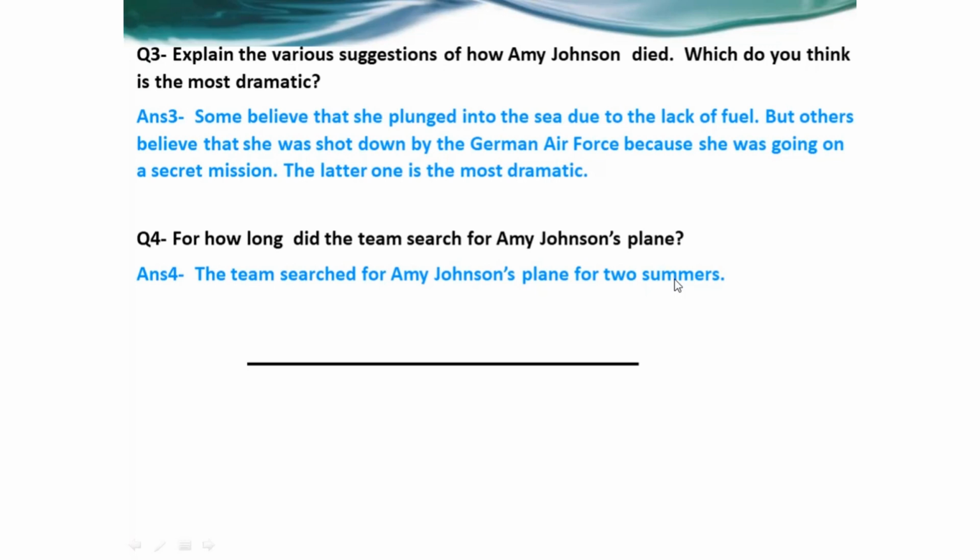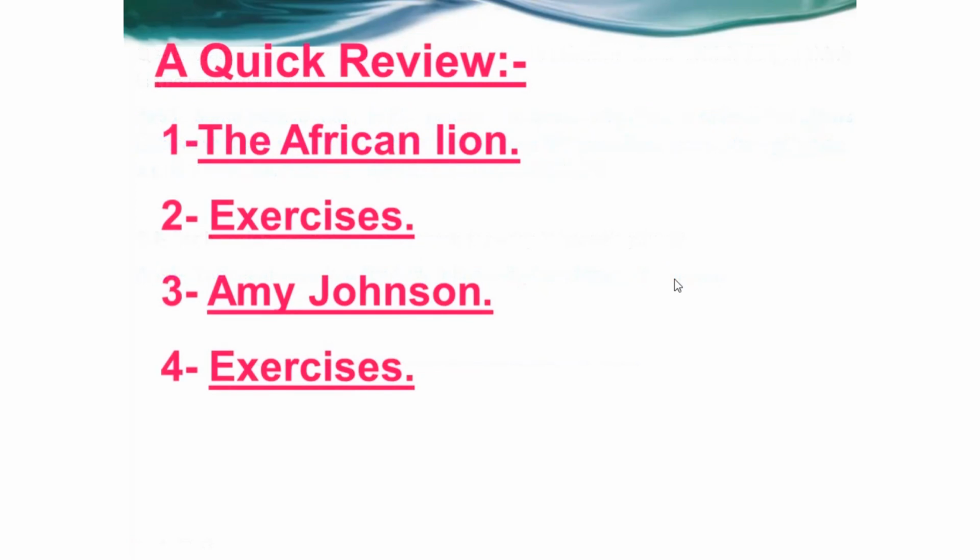Next, students, we will do a quick review of our lecture number 4. We studied the lesson, the African line. We finished the explanation. We did the hard words. After that, we finished this exercise, the word meanings and question answers also. After that, we came to the next lesson, which is called Amy Johnson.